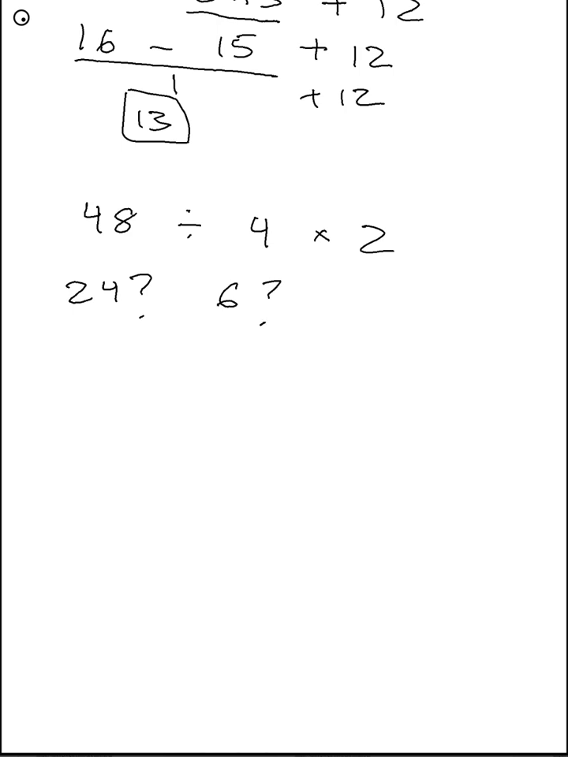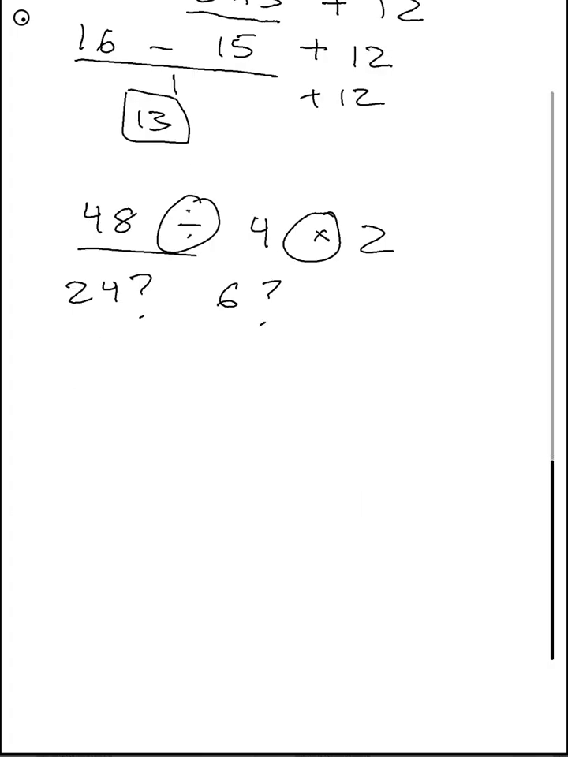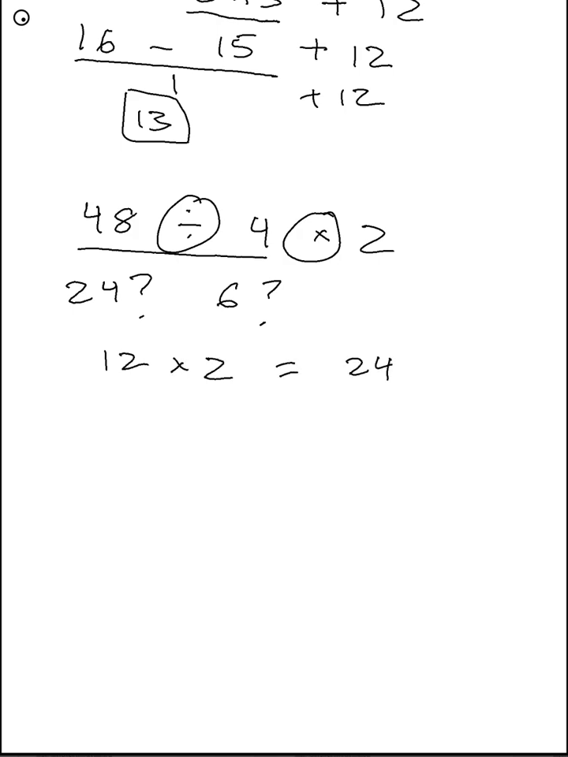Let's follow our rules. We have both division and multiplication, which are on the same level of the pyramid. So following our left to right rule, let's compute the left side first. Doing 48 divided by 4, we get 12, multiplied by 2, and then doing that, we get an answer of 24. This is the correct way to do it.